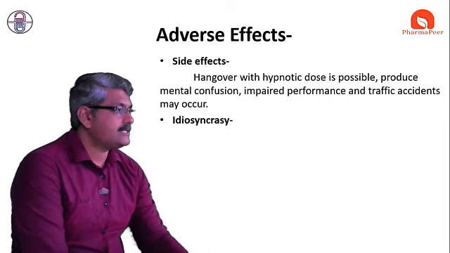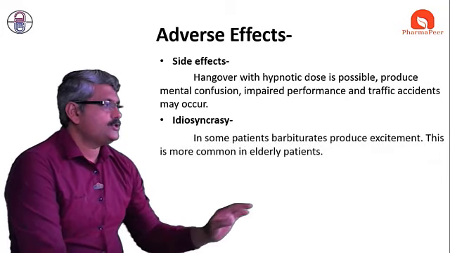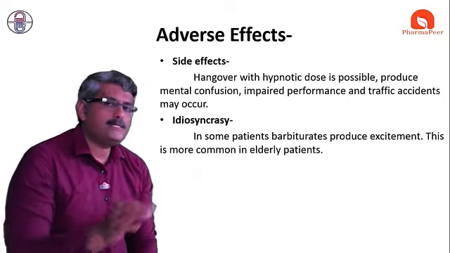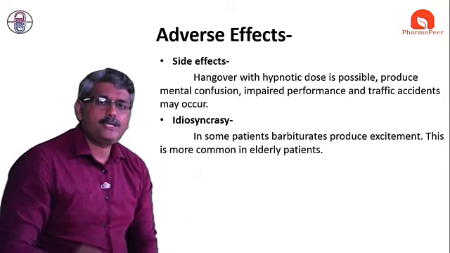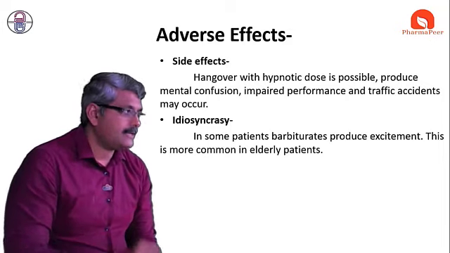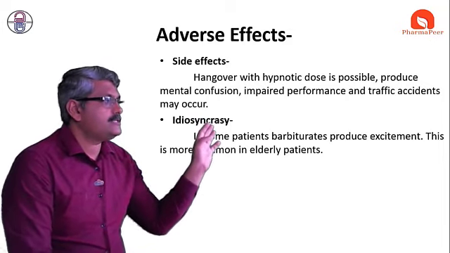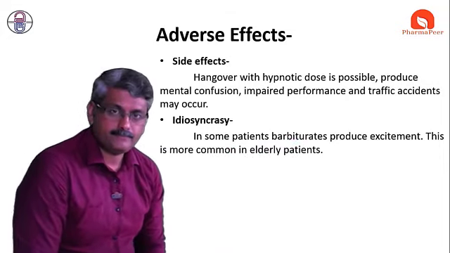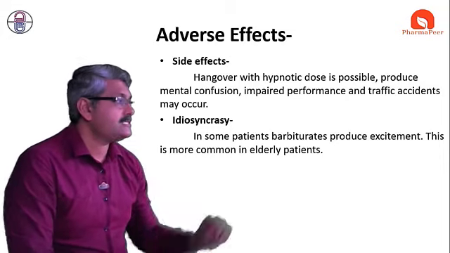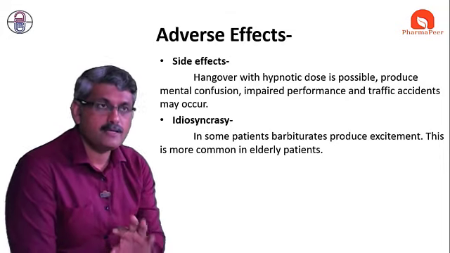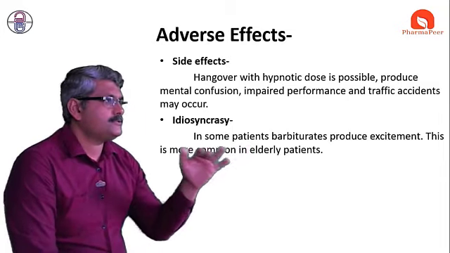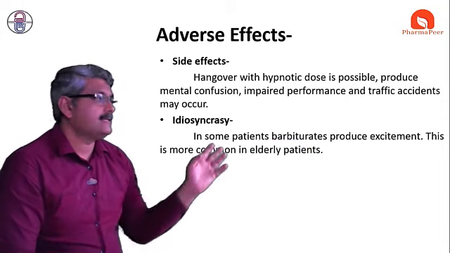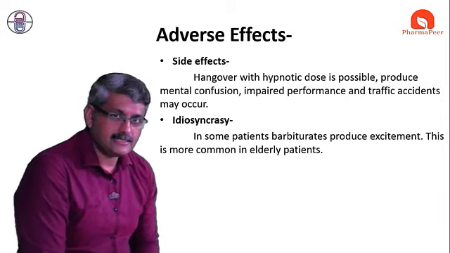Next one is idiosyncrasy. Now, what do you mean by idiosyncrasy? Usually it could happen, suppose, one example, we took the example of the barbiturate. What is the role of the barbiturate? Barbiturate is usually used as a CNS depressant, but due to idiosyncrasy, we could find that the barbiturate produces excitement. This is the most important thing. Interestingly, barbiturate reduces the central nervous system activity, but in the patient, what we are observing here is excitement. This is called idiosyncrasy.